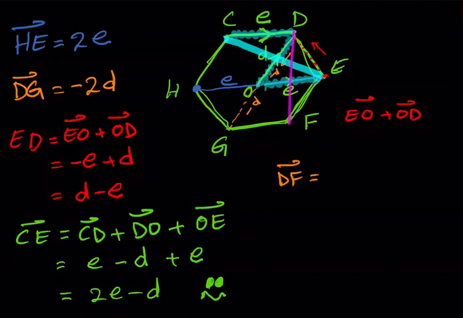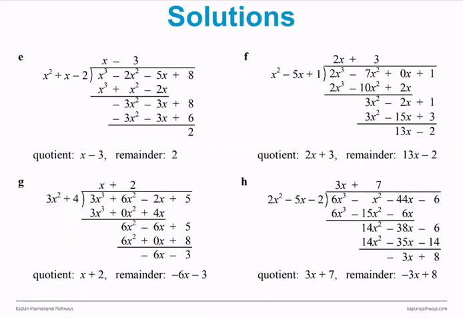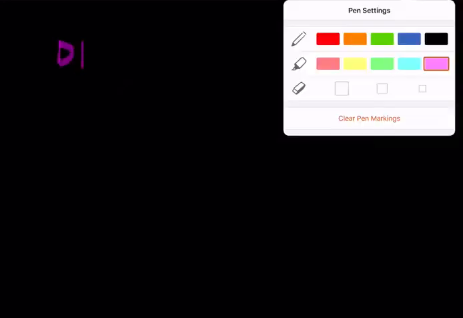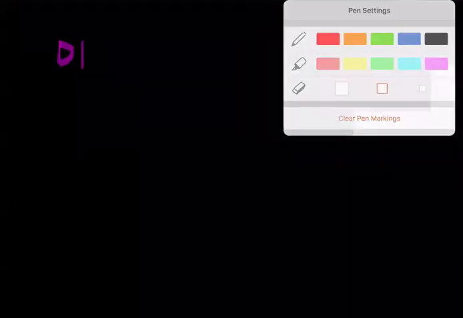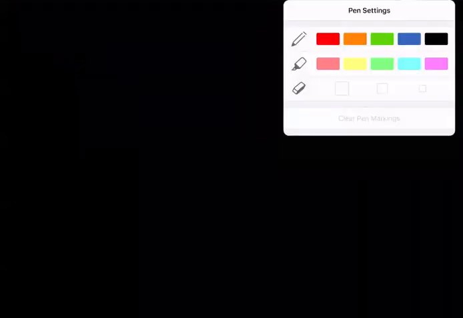We already found ED, so DE is going to be the opposite. Or if you want, go DO plus OE plus EF. So DF equals, oops, it's gone. I can't go back to it. Okay, no problem, I'll just do the last bit. It's a shame. Don't worry, I have a picture for it. I did it with the other class, so I'll send you that picture.